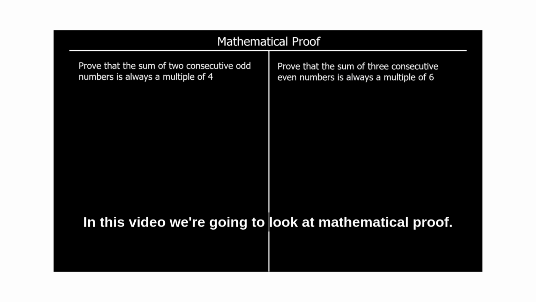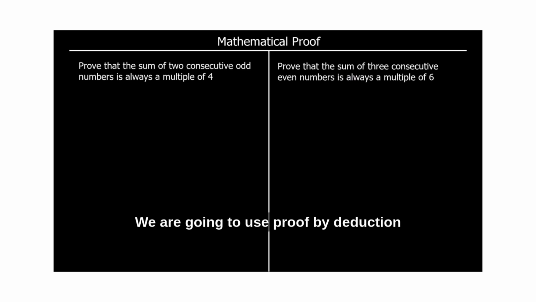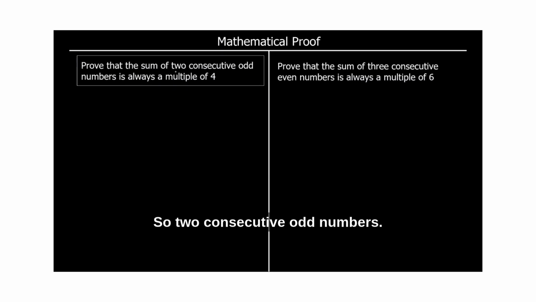In this video, we're going to look at mathematical proof. We are going to use proof by deduction, and that means we're going to use clear, logical, usually algebraic steps to show that something is true. So the question says, the first one, prove that the sum of two consecutive odd numbers is always a multiple of 4. So two consecutive odd numbers.